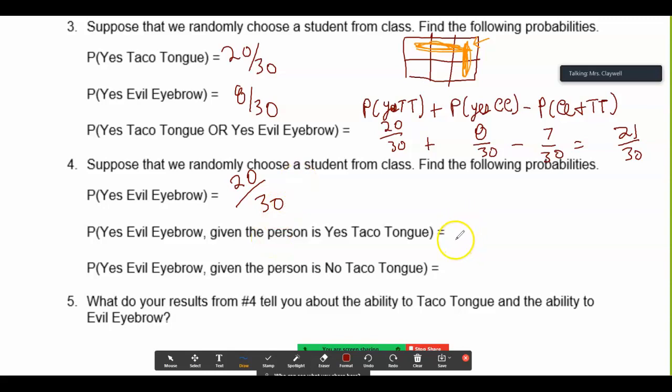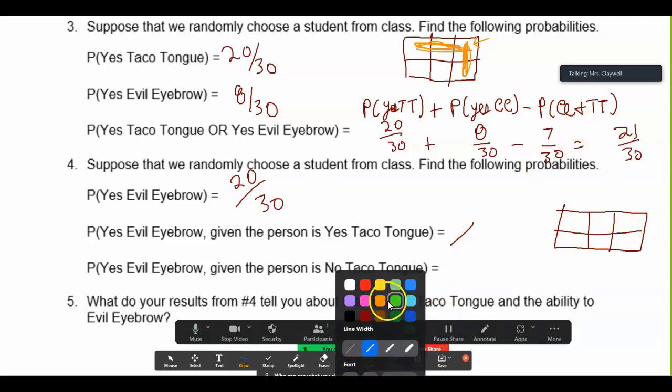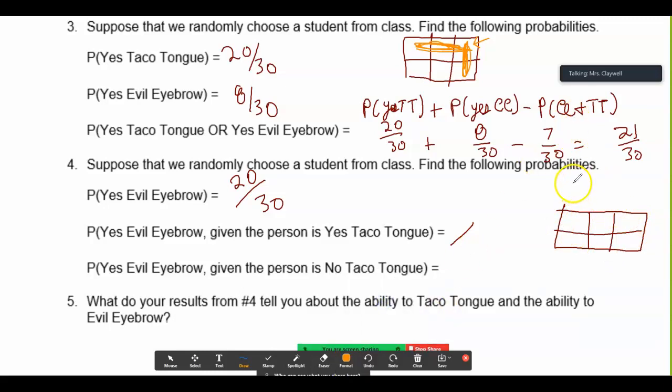So how many taco tongue people did I have? On my chart, this is referring to the chart at the top, yes taco tongue is this whole group. So there were 20 of them. I want this 7. So out of the 20 taco tongues, only 7 could do eyebrow.